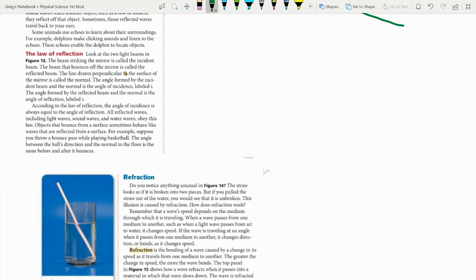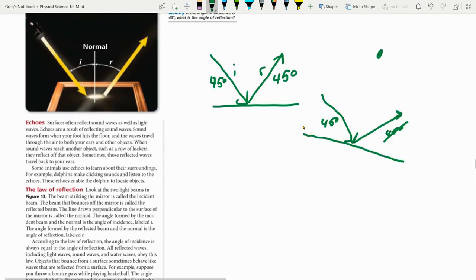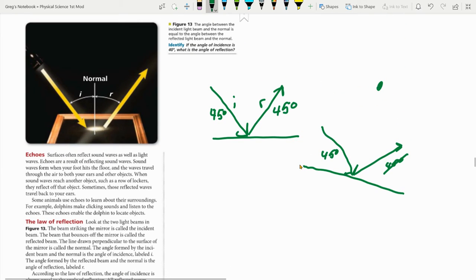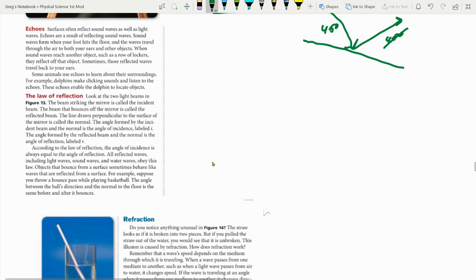The beam that bounces off the mirror is called the reflected beam, and the line drawn perpendicular to the surface of the mirror is called the normal. This would be the normal right here. This area right here that splits those two, that's known as the normal. And we can see it right here. There's my normal, my angle of incidence. There's the flashlight, the angle of reflection, boom. They're always going to be equal to each other. According to the law of reflection, the angle of incidence is always equal to the angle of reflection.